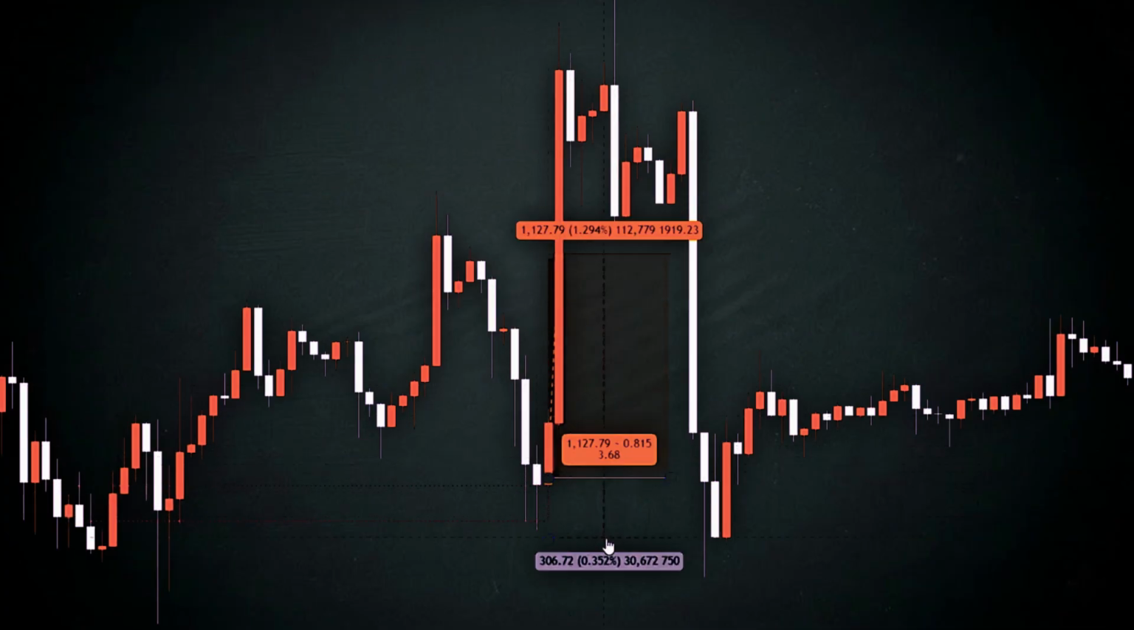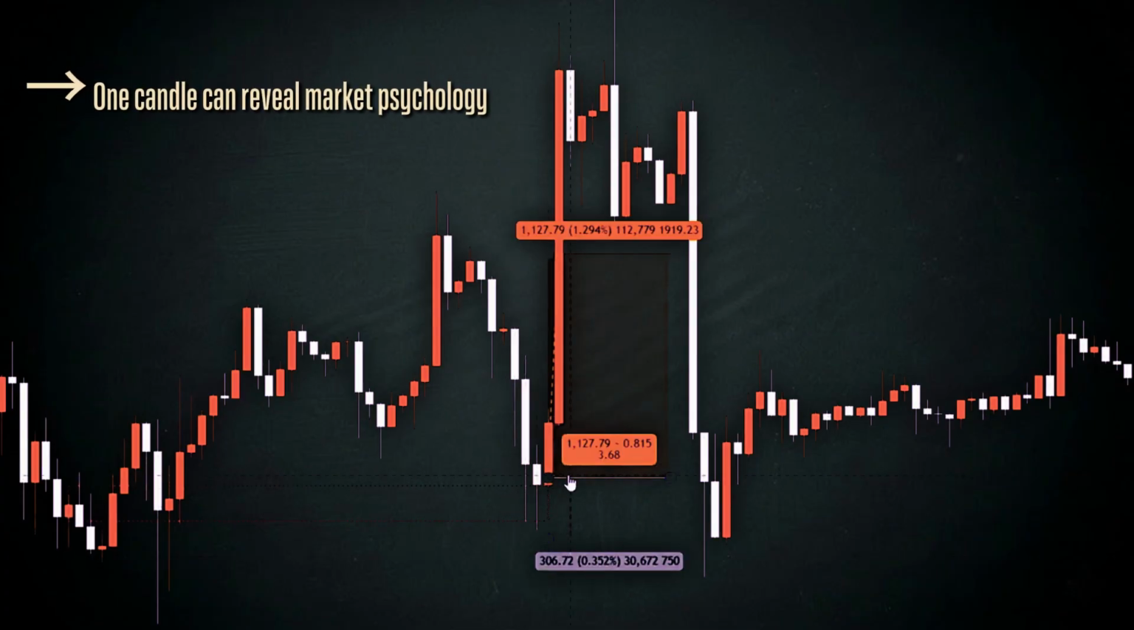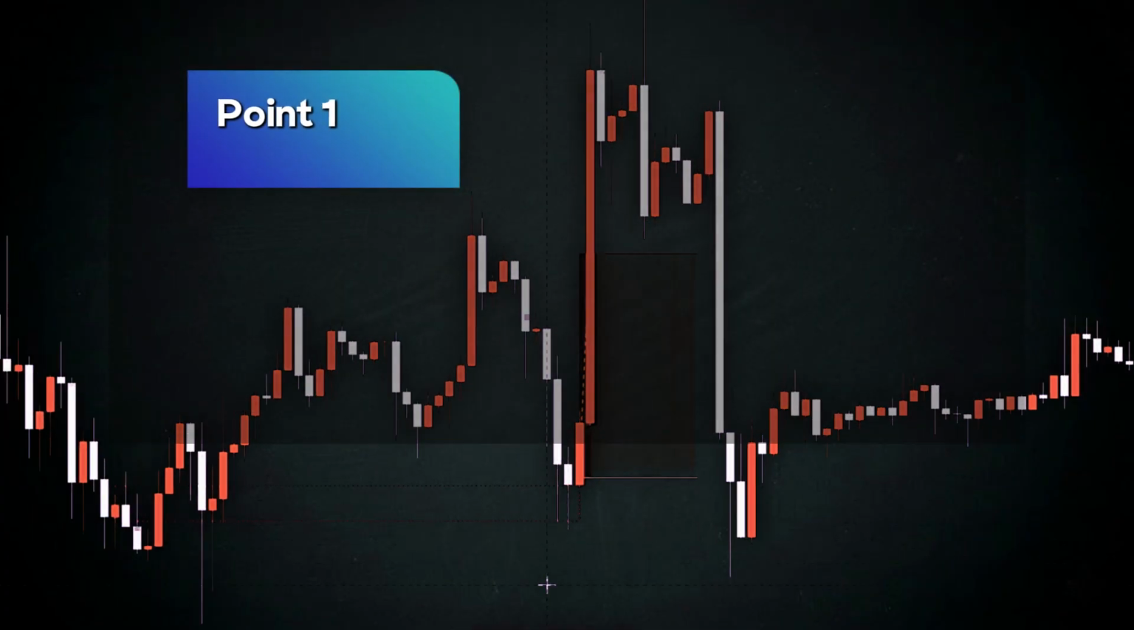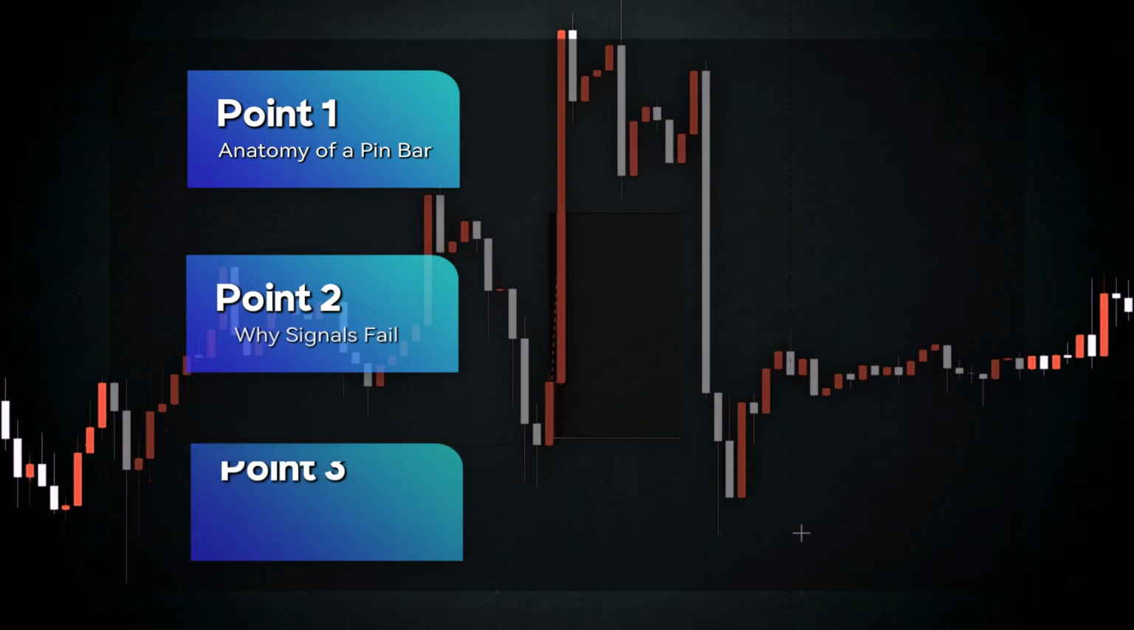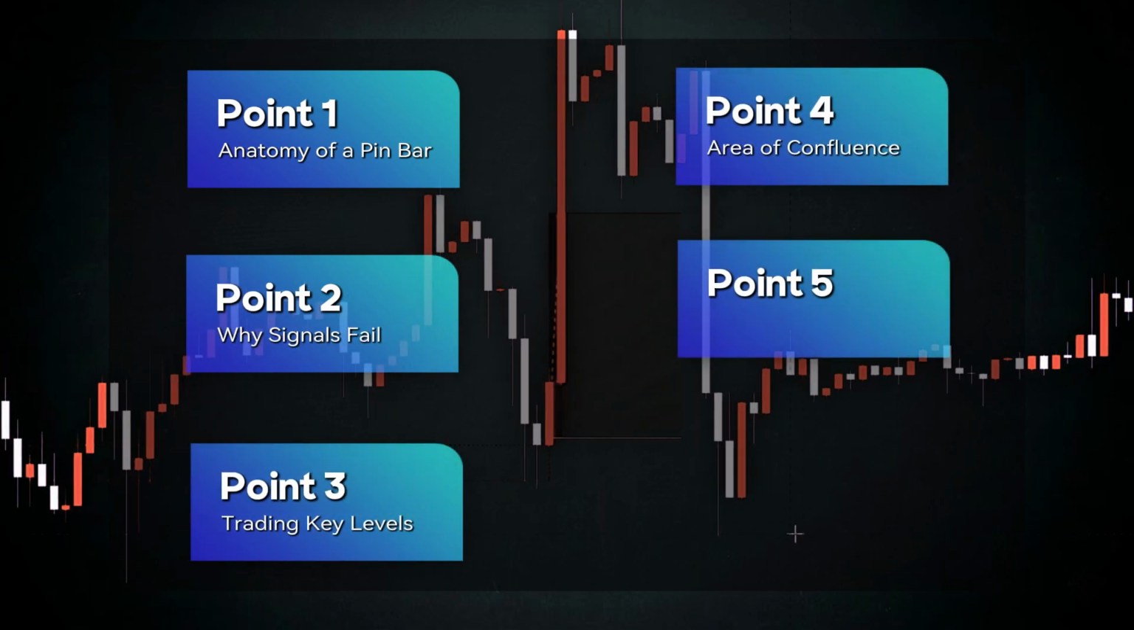So here's our survival map for today. 1. Anatomy of a pin bar. 2. Why pin bar signals fail. 3. Trading with key levels. 4. The area of confluence. And 5. Risk management in targets. Let's start with step 1.